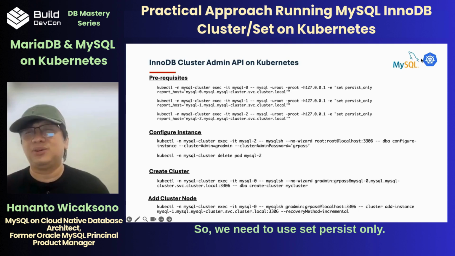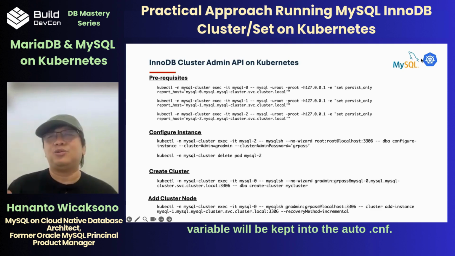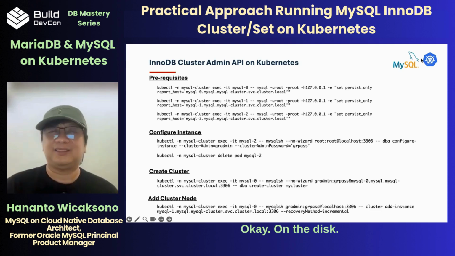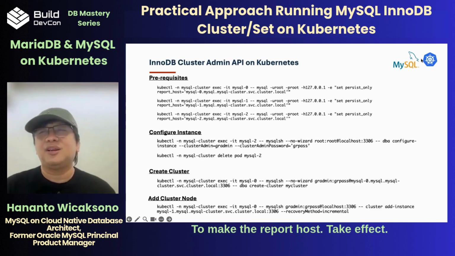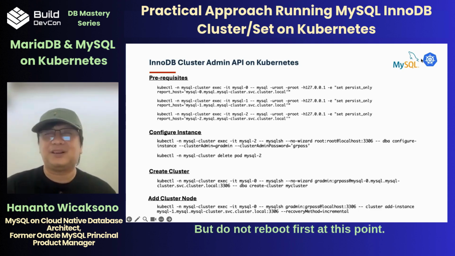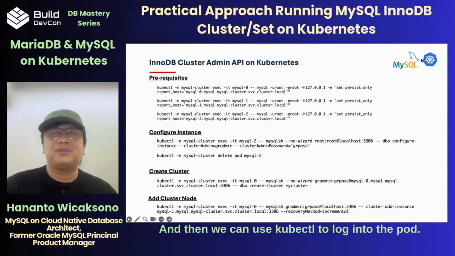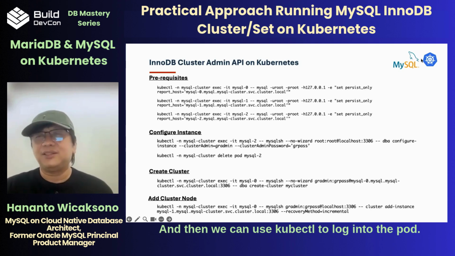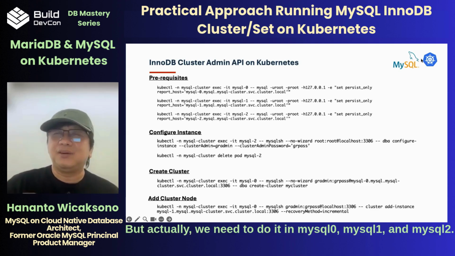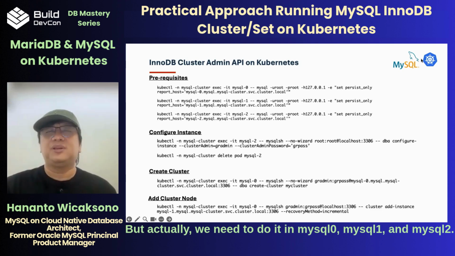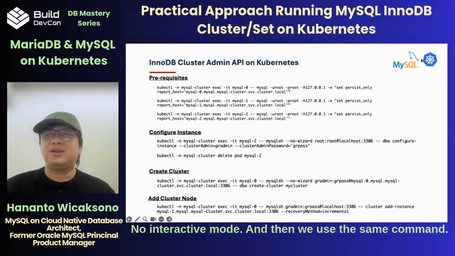So we need to use set persist only, meaning that this system variable will be kept in the auto.cnf on the disk. And then we need to reboot after that to make the report host take effect. But do not reboot at this point, because we still need to do configure instance first. Then we can use kubectl to log into the pods one by one. In the slide it's only MySQL 2, but actually we need to do it in MySQL 0, MySQL 1, and MySQL 2.